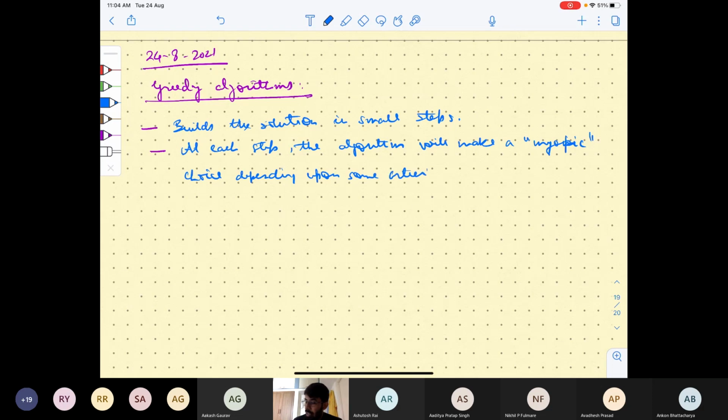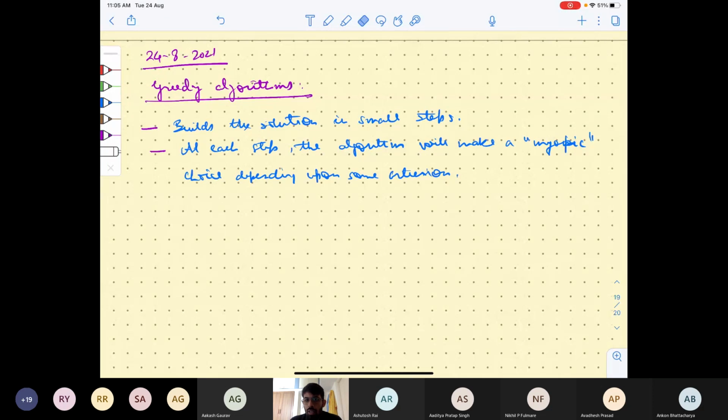Again, this is a very loose definition, but we'll see what we mean by myopic. The algorithm does not really look ahead. Whatever it knows till now, it is short-sighted in that sense, and that's the synonym of myopic. It just looks at what it knows till now and makes the decision on the basis of that, and then it will apply some criteria to the existing things which are there.